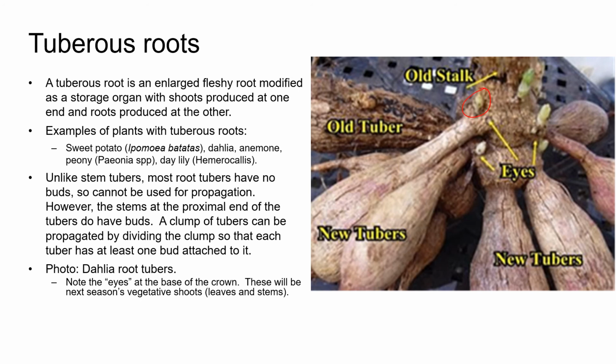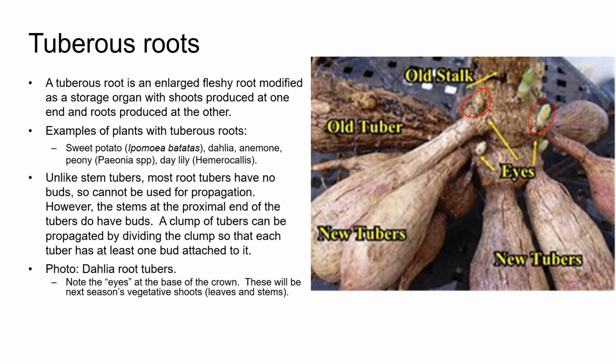The photo shows a clump of tubers from a dahlia. You can clearly see the root tubers and the eyes at the base of the crown, which have already started to push on some growth. So you can tell this photo was probably taken in spring because dahlias go dormant over the winter.